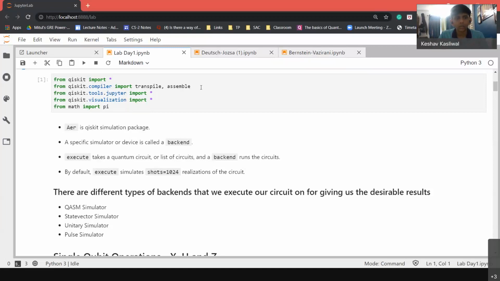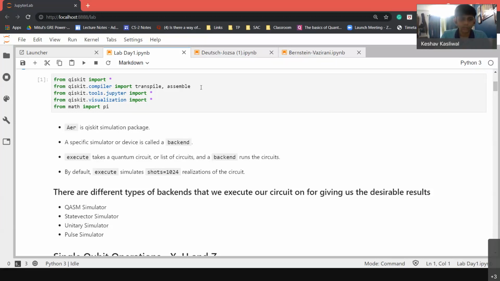Aer is the Qiskit simulation package, and if we want to run on a particular backend or simulator, that is known as a backend. We take a circuit, execute it, and the backend runs the circuit. By default, execute simulates 1024 shots of the circuit. What shots means is that it runs that many times to achieve the output that we get.